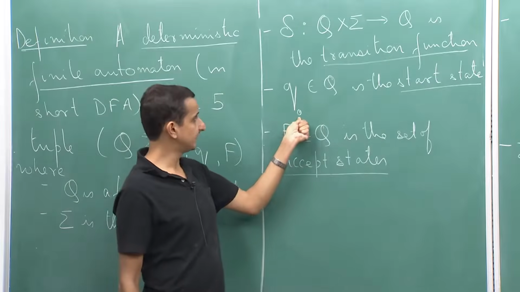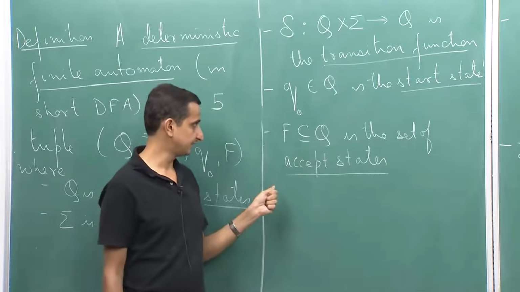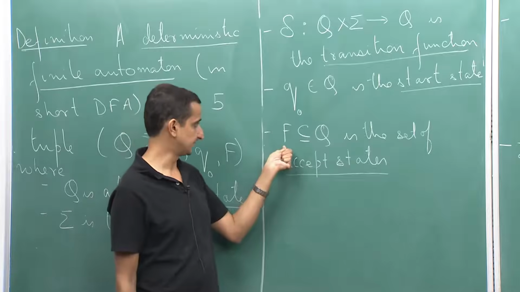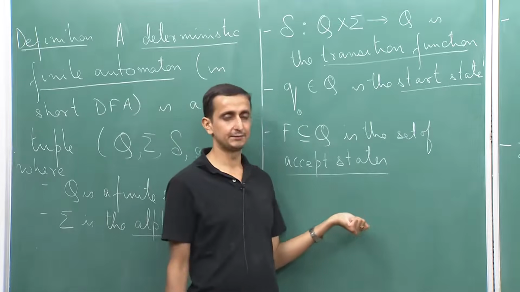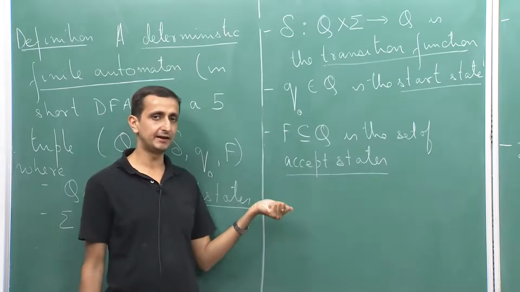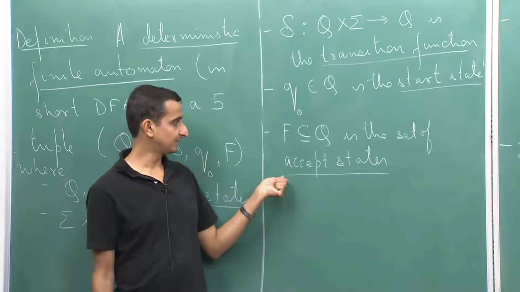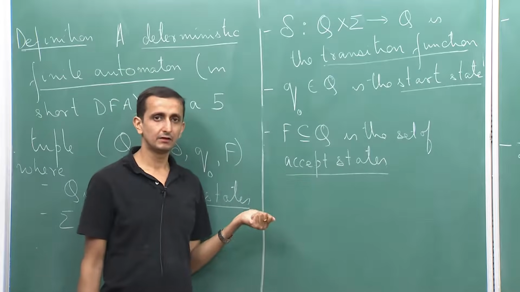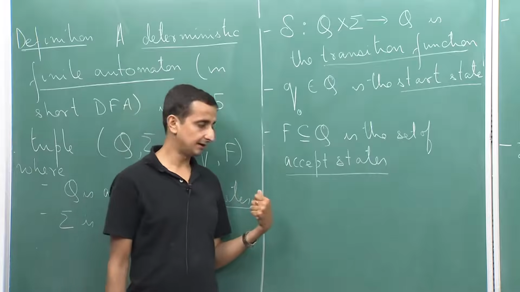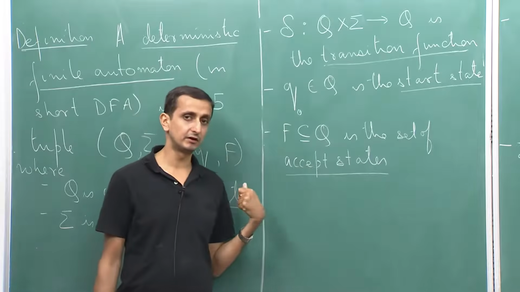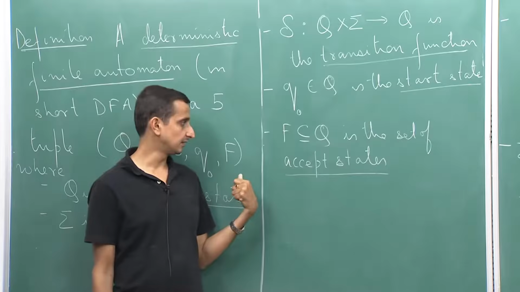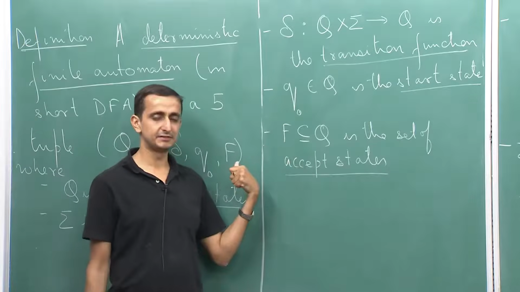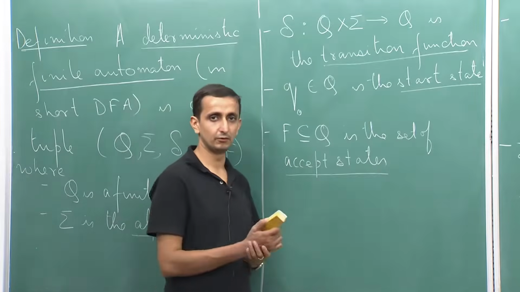Then we have a unique state Q0, which is our start state, and we have a subset of states which are the accept states. So at the end of reading the entire input, if the automaton is in one of the accept states, we accept that input, and if at the end of reading the input the automaton is in a state which is not an accept state, then we do not accept that input.